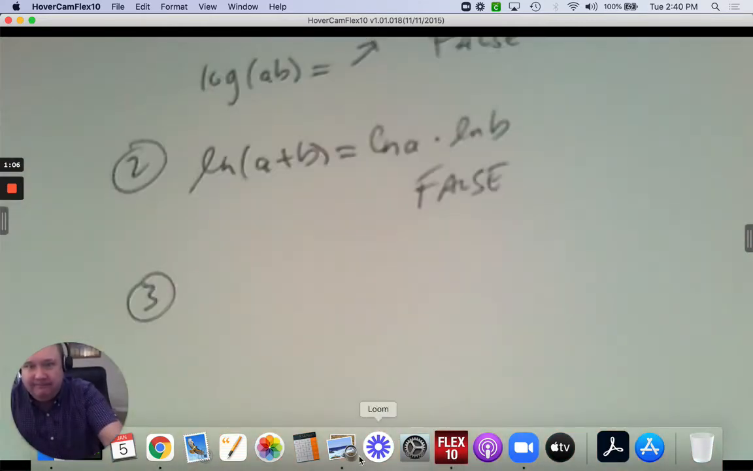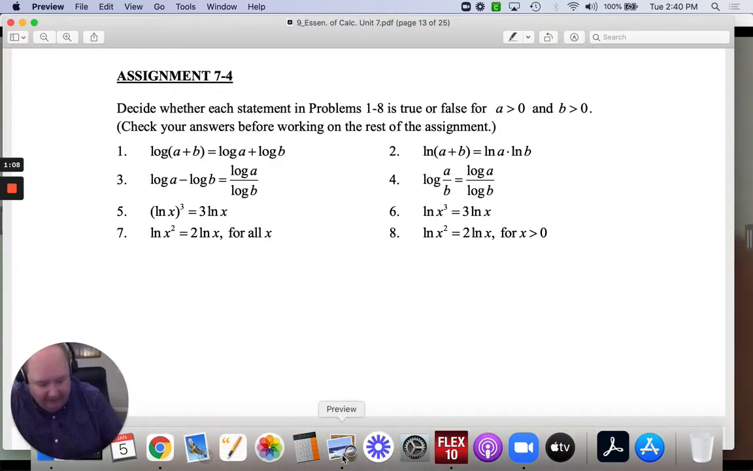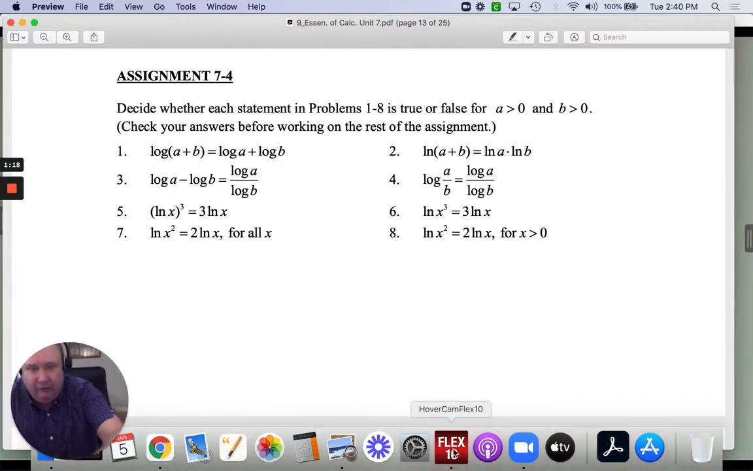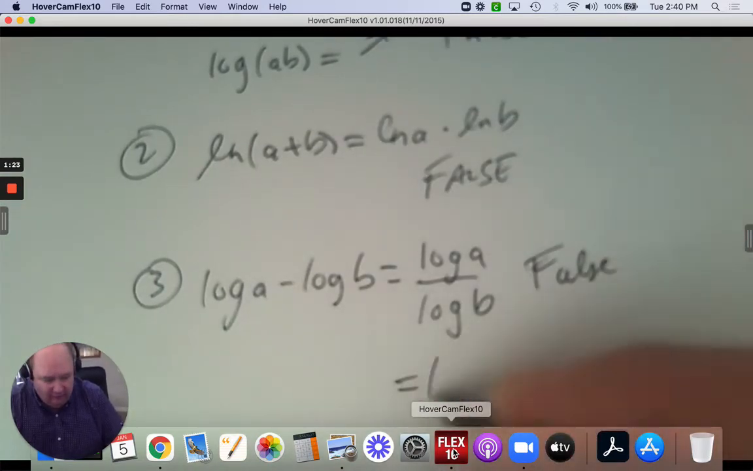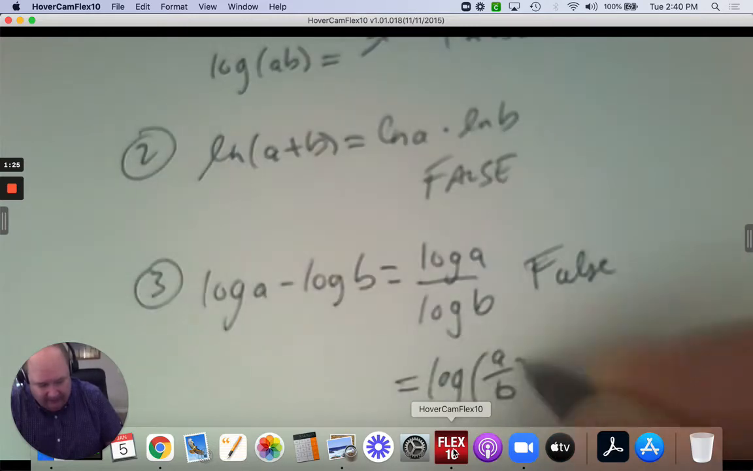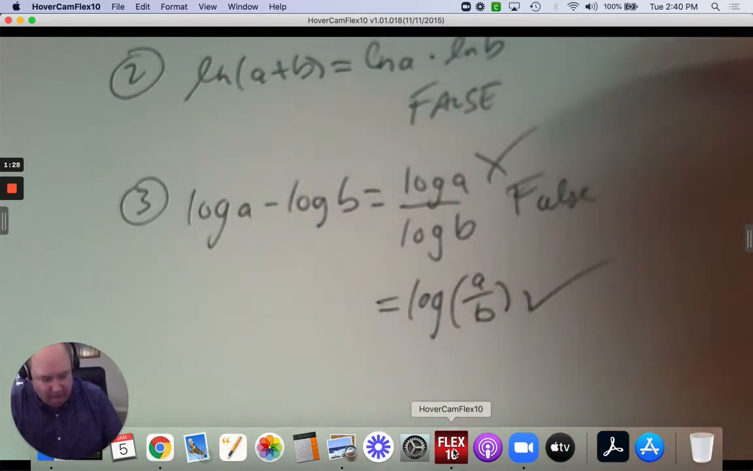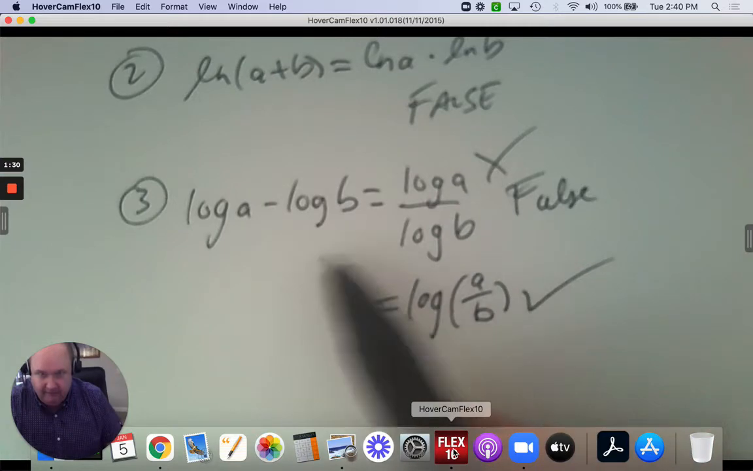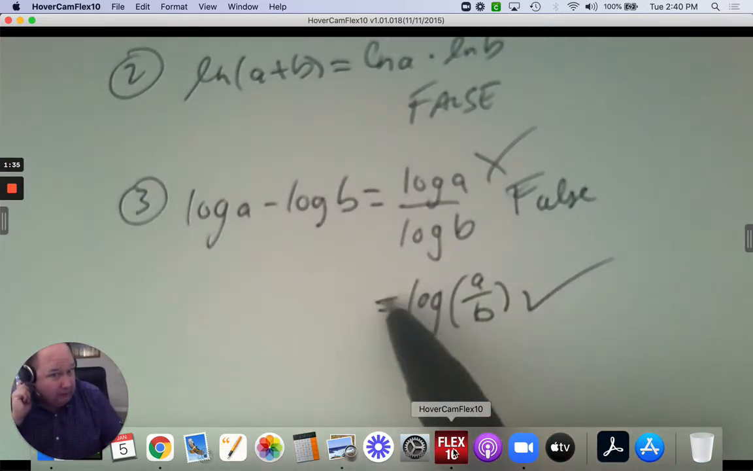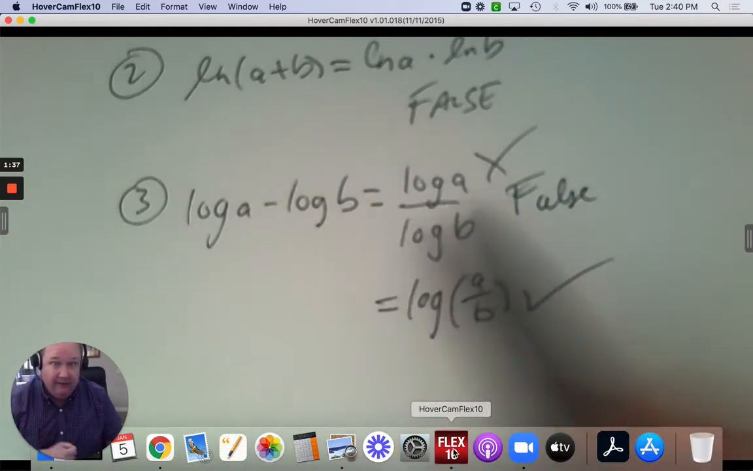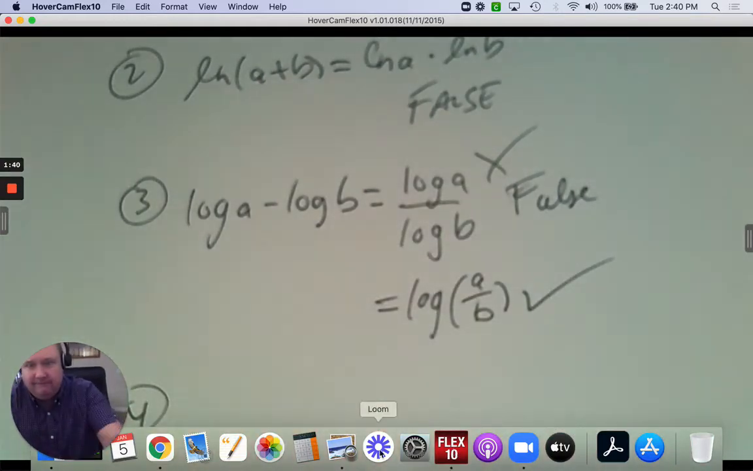Number three, log A minus log B is equal to log A divided by log B. Oh, this one's close, but still false. The correct answer to this is it would be log of A divided by B. That one's correct. This one's wrong. They are not the same thing. So look carefully in terms of being able to write it as one logarithm. This is called the quotient property. That is incorrect.